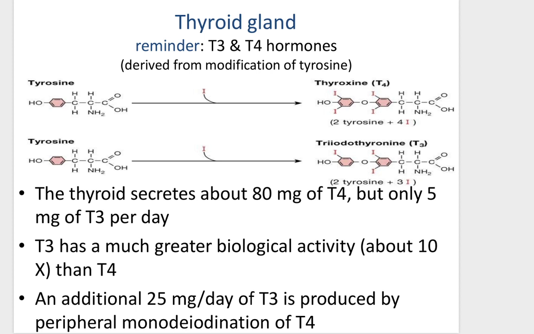And several more moments. The thyroid secretes about 80 micrograms of T4 but only 5 micrograms of T3 per day. T3, as we told, has a much greater biological activity, about 10 times more than T4. An additional 25 micrograms a day of T3 is produced by peripheral deiodination of T4.